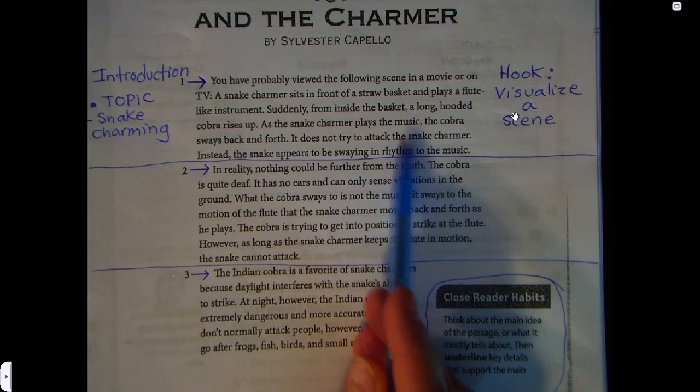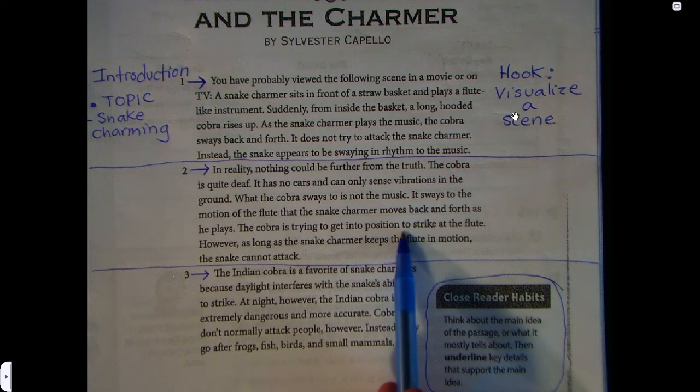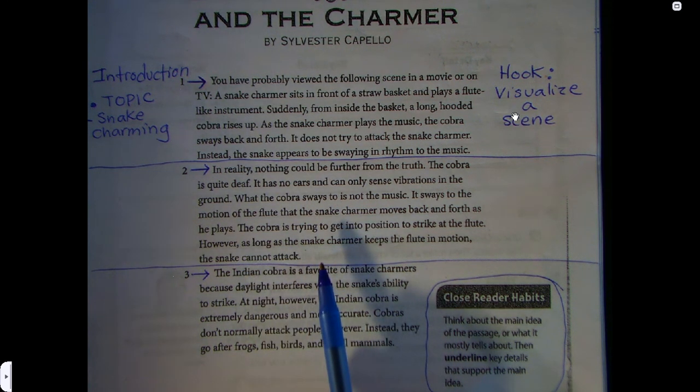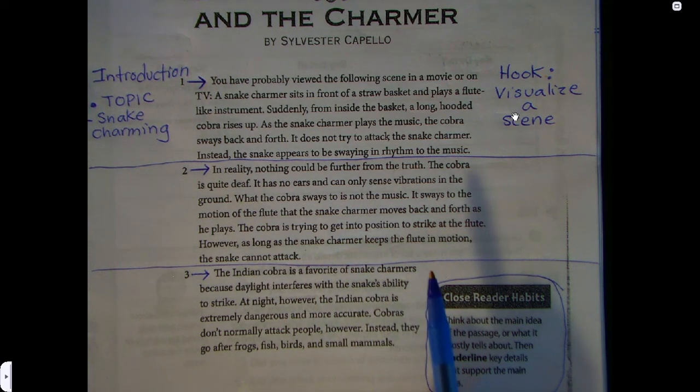Remember back here what it said? It does not try to attack the snake charmer. Sounds to me like it really does want to attack the snake charmer, or at least the flute. "However, as long as the snake charmer keeps the flute in motion, the snake cannot attack." So I'm thinking it won't attack until it stops moving. So the snake charmer's job is to keep it moving.